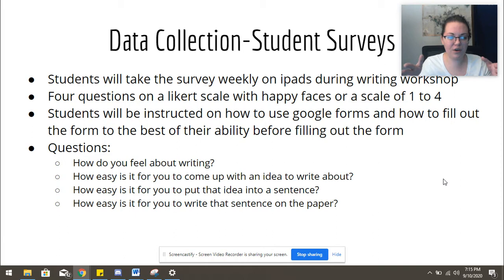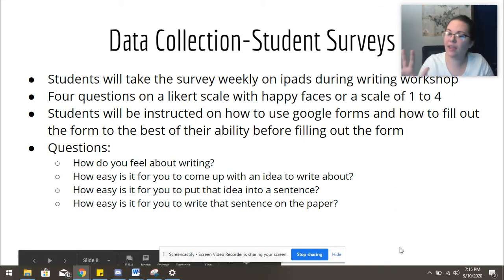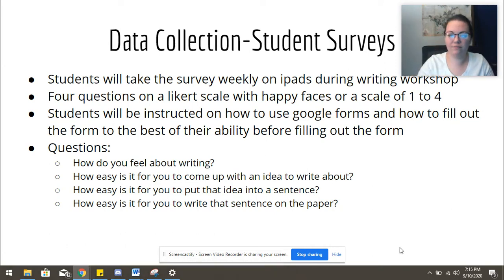And the 4 questions were, how do you feel about writing? How easy is it for you to come up with an idea to write about? How easy is it for you to put that idea into a sentence in your head or out loud? And then how easy is it for you to write that sentence onto the paper? So students will be instructed on how to use the Google Forms on the iPads and how to fill them out to the best of their ability, taking it seriously, not just picking whatever they think, and really thinking about how they feel about writing.